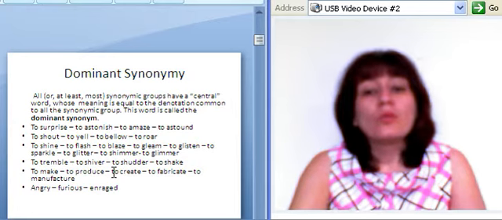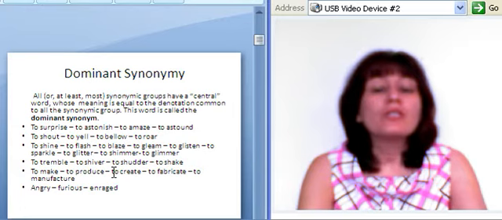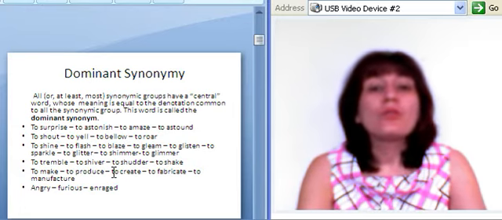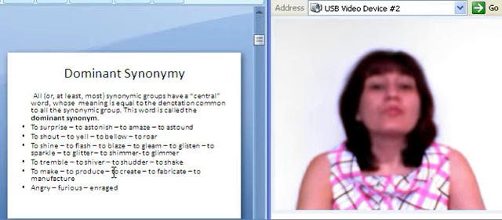All, or at least most, synonymic groups have a central word of this kind, whose meaning is equal to the denotation common to all the synonymic group. This word is called the dominant synonym. Here are some examples of dominant synonyms with their groups.